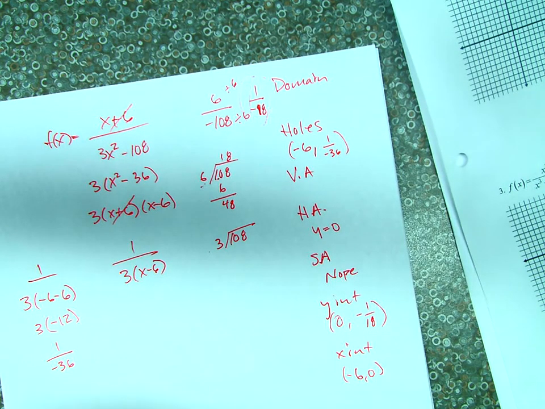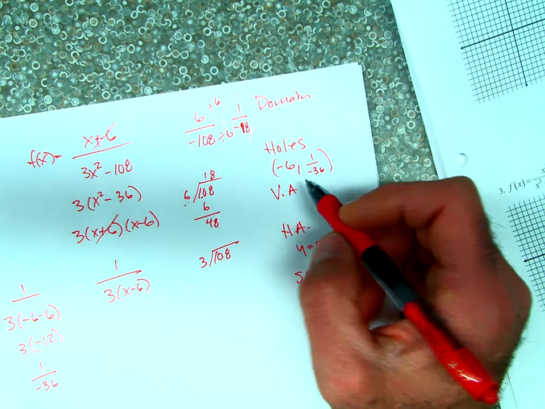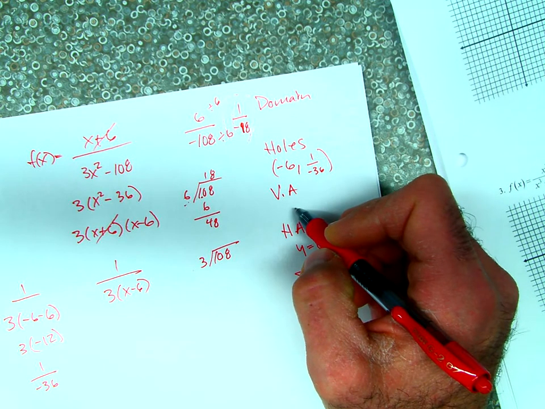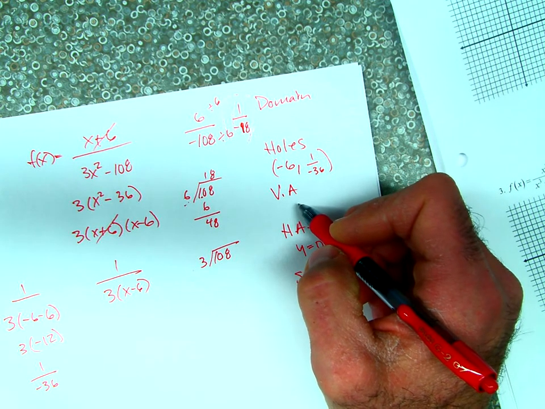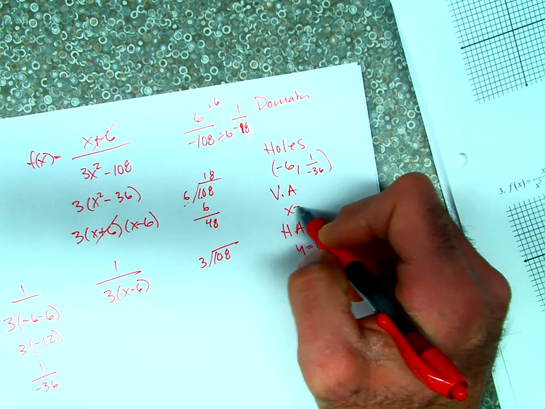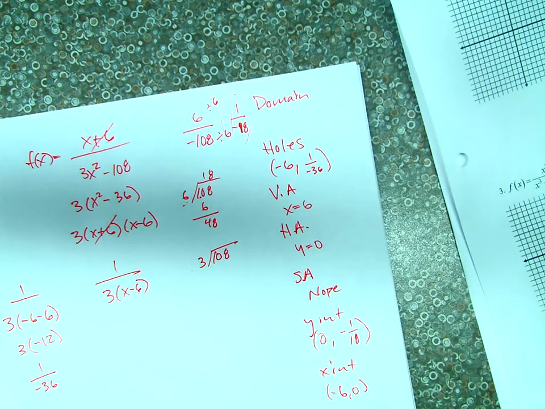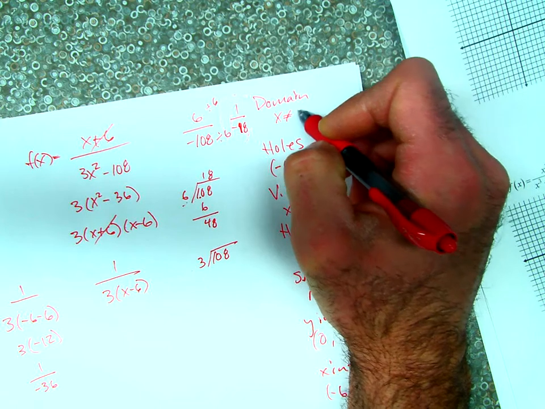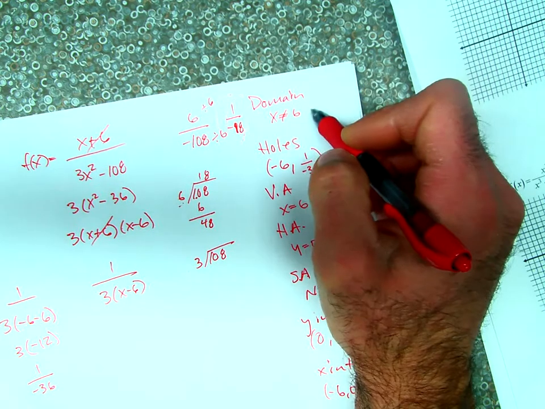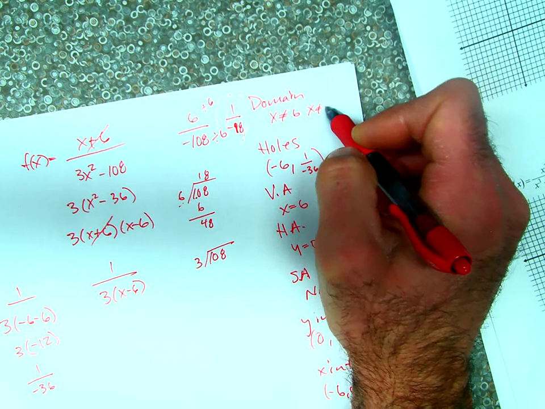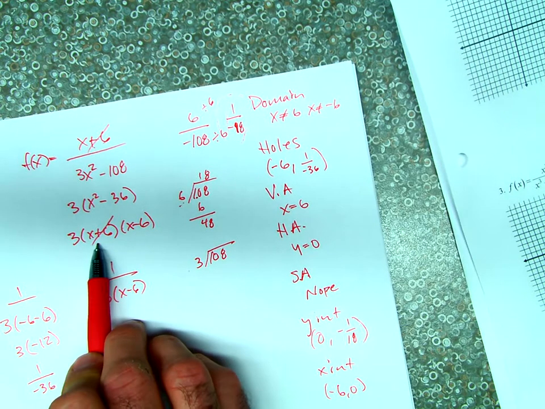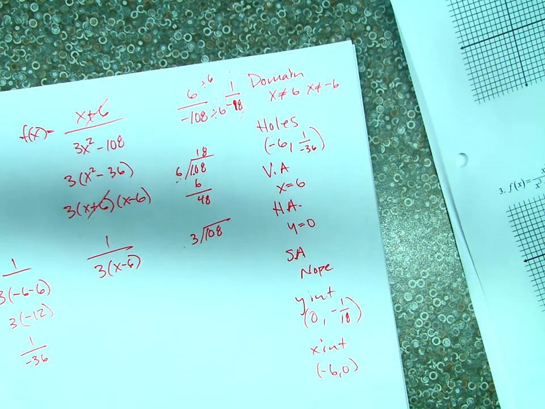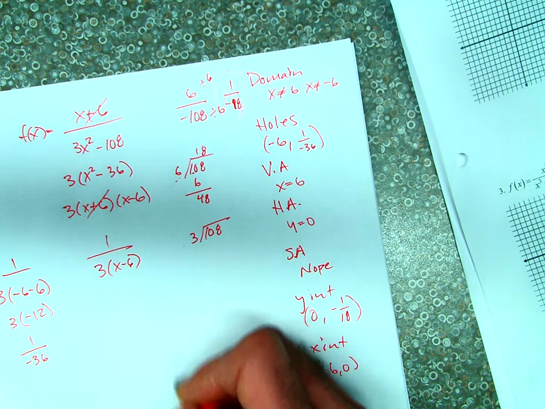Vertical asymptote. What's the vertical asymptote? 6 is not the vertical asymptote. X equals 6 is the vertical asymptote. What's the domain? X cannot equal 6. Is that it? And x cannot equal negative 6. Even though the hole died, I still can't have it. That's what makes it a hole. It died, but I still can't have it. Okay, I think we have everything. We're ready to graph.